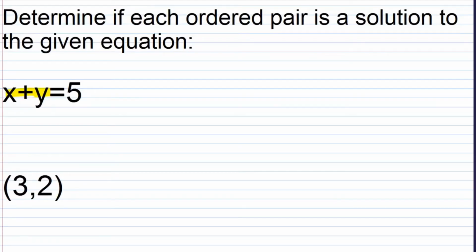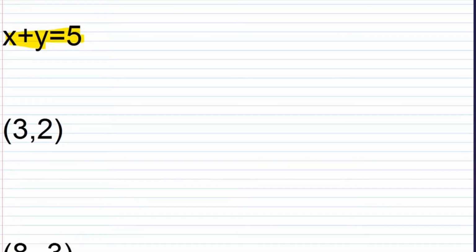So the equation is x plus y equals 5. It's a very, very simple equation. All we want to do is look at these ordered pairs that we're given. The first one is 3, 2, and we want to see if it's a solution to the equation. The 3 here is our x value, the first value, the value to the left. The 2 here is the y value, the value to the right. So it's x value, comma, y value. All we're going to do is plug a 3 in for x, and plug a 2 in for y.